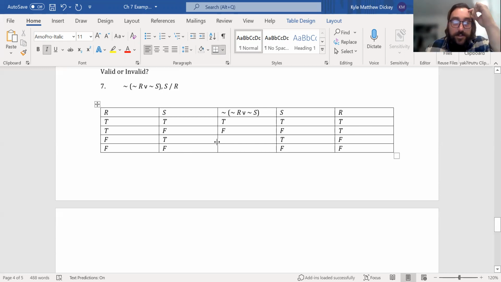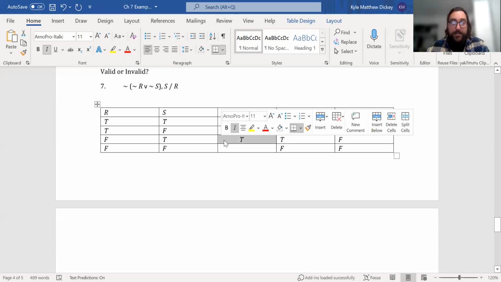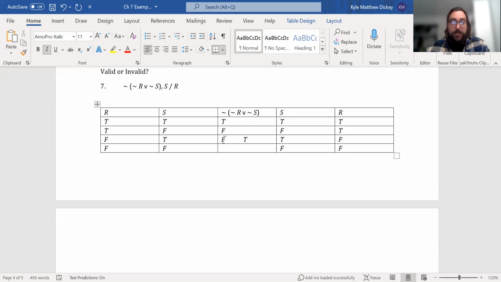All right, next one, the third one. This is the one that's important. Okay, not R or not S. So S is true, so that's going to make this part false. And R is false, so that's going to make this part true. So that means that the disjunction in the end is true. And then the negation here is going to make this whole thing false. So now we know that this whole premise is false.